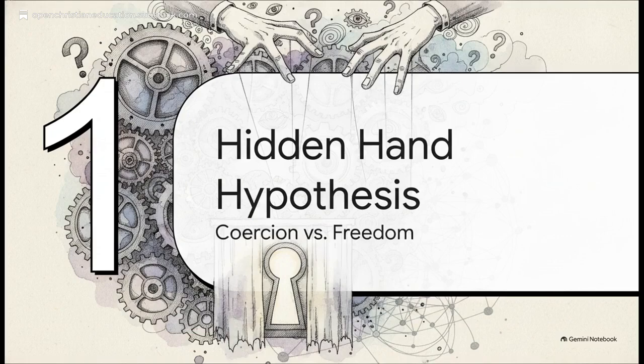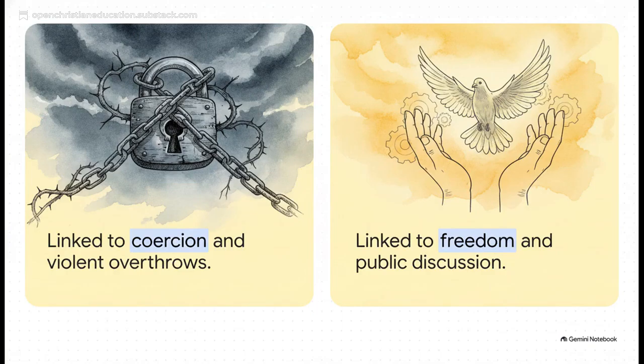Part 1. The Hidden Hand Hypothesis, Coercion versus Freedom. To really wrap our heads around this architecture, we first need to look at how power is supposedly wielded. According to author Antony Sutton, the fundamental difference boils down to visibility. Open organizations invite public discussion, they operate in the light, and they're intrinsically linked to freedom. But strict secrecy? Sutton argues that secrecy is historically an absolute necessity for any group intending to violently overthrow political structures. It's basically the ultimate hallmark of coercion, an agenda that, let's be real, the general public would never willingly accept if they knew about it.